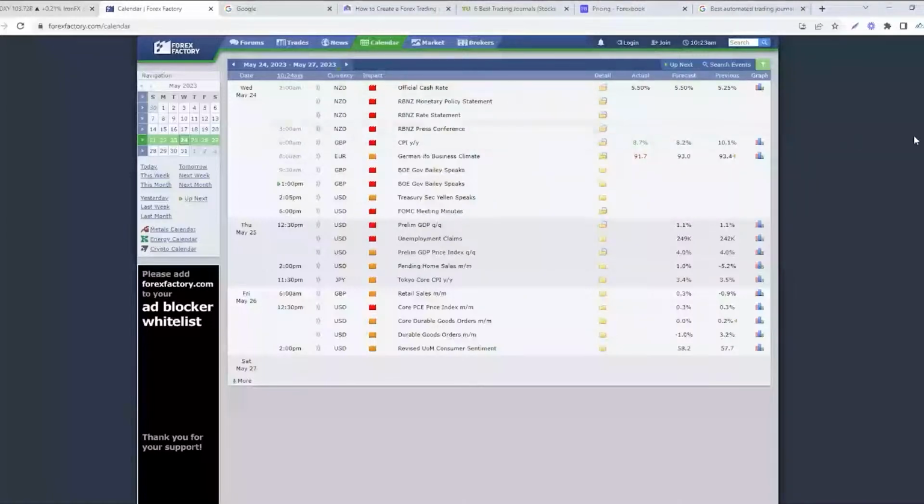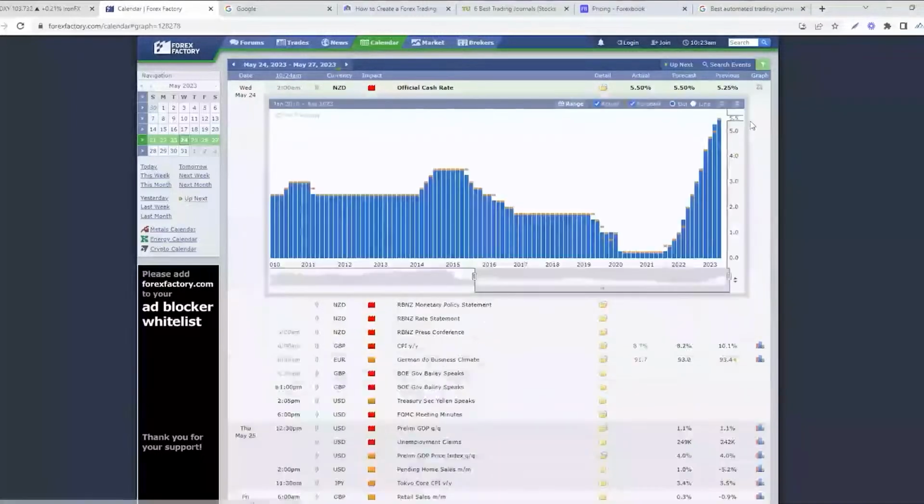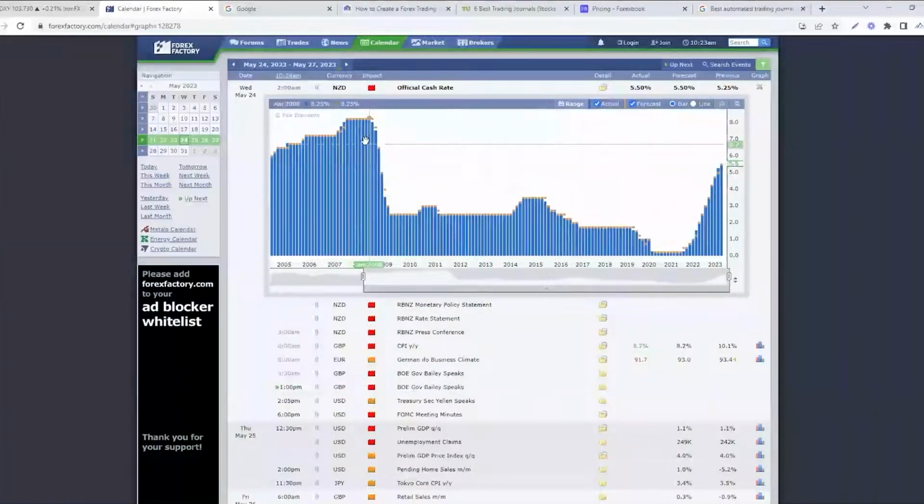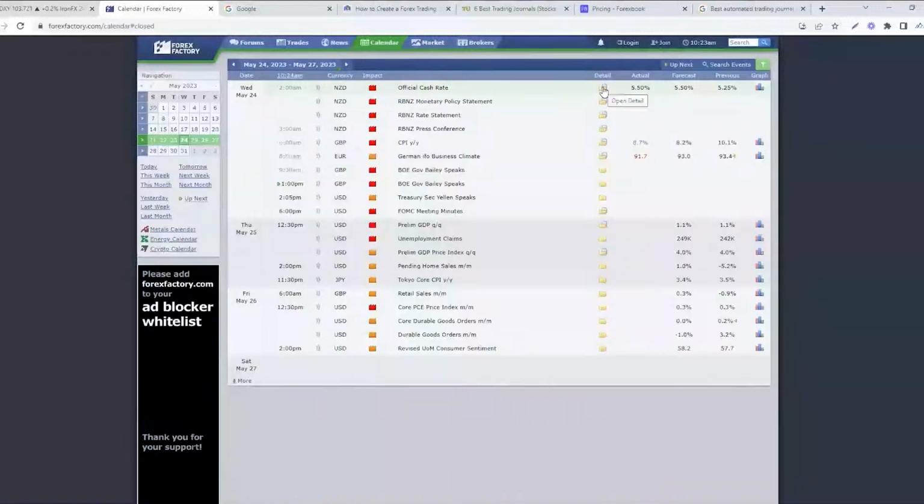Good thing about Forex Factory is not only that you're able to filter through historical and future economic events. You also have the graph icon here. So you can click on the graph icon and you're able to view it directly on this website. You don't have to go to another website or Google for something else to view how this particular data point has performed over the last few years or months.